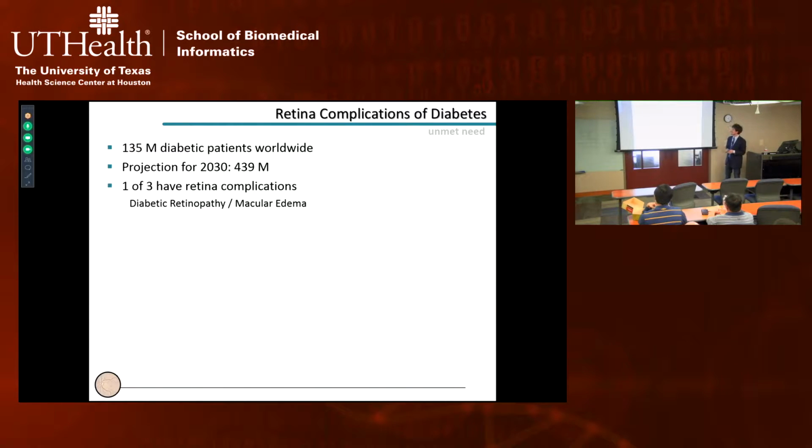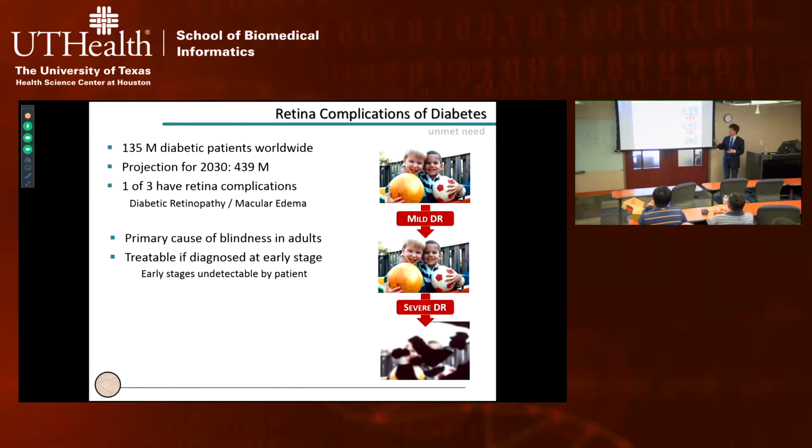In the first case, it is essentially blindness and diabetes. We know that there are 135 million diabetic patients worldwide. This is projected to increase substantially, and one third have retina complications. These are generally diabetic retinopathy or macular edema, which are very intertwined. This is actually the primary cause of blindness in adults in the world, because there are a lot of diabetic patients. And why is it so problematic?